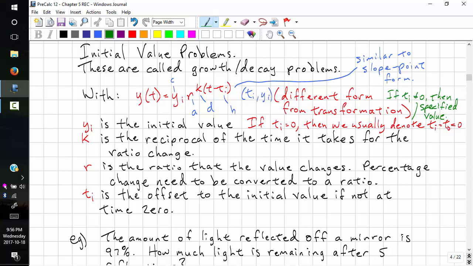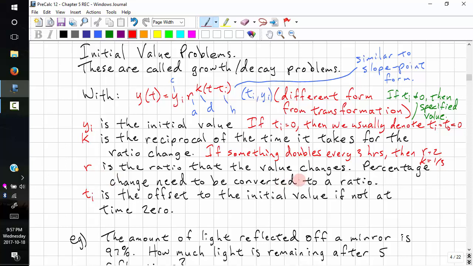So k, we can think of it as the reciprocal of the time it takes for the ratio to change a specific amount. For example, if something doubles every 3 hours, then r equals 2 and k equals 1/3. Okay, so it takes 3 hours. So we take the reciprocal of the 3 hours and we get k equals 1/3.